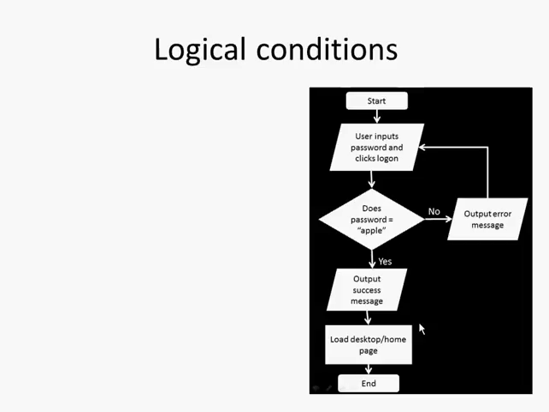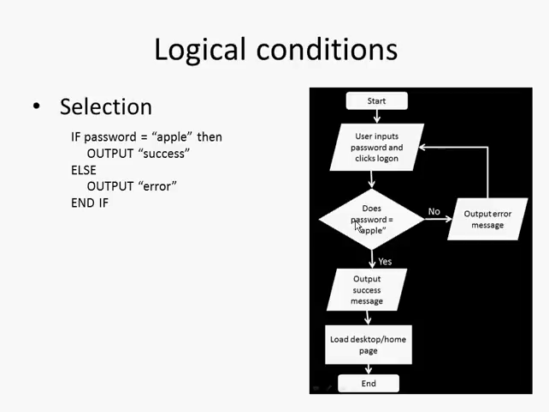A logical condition is just another term for a decision, and here with our diamond shape, our logical condition, we can think about how this will be implemented in some program code, and it can be implemented using something called selection, which we'll talk a bit more about in a future video. But your selection might look something like this in code. If password equals Apple, then output success, else output error, end if.